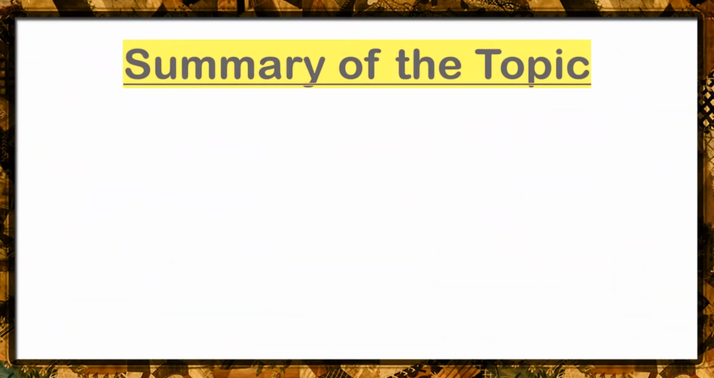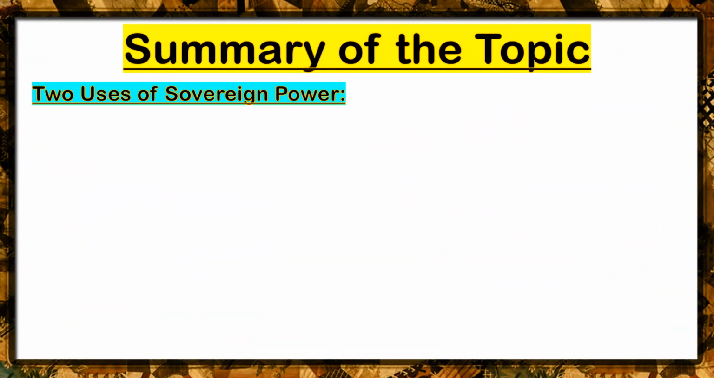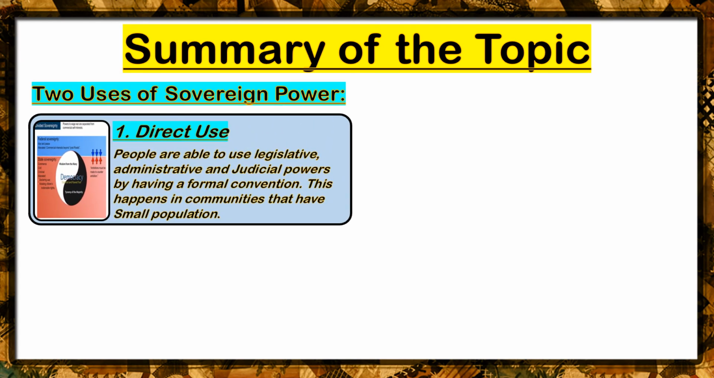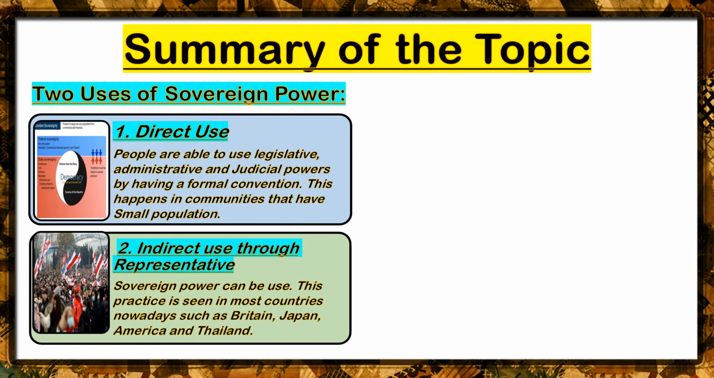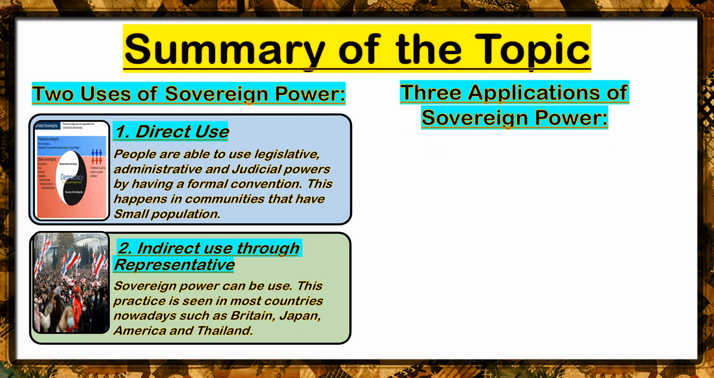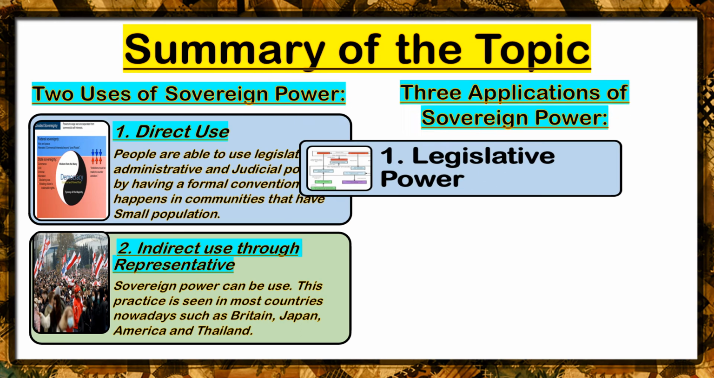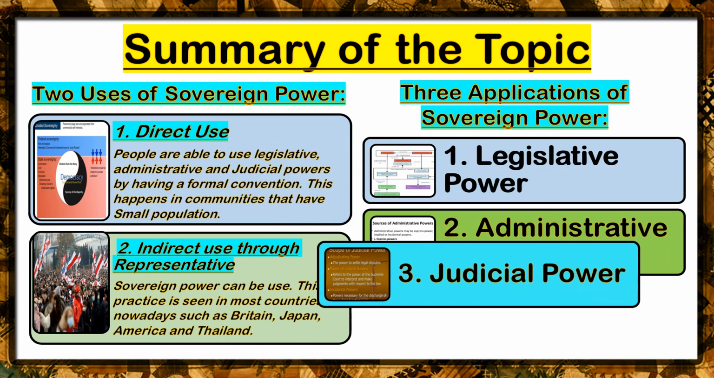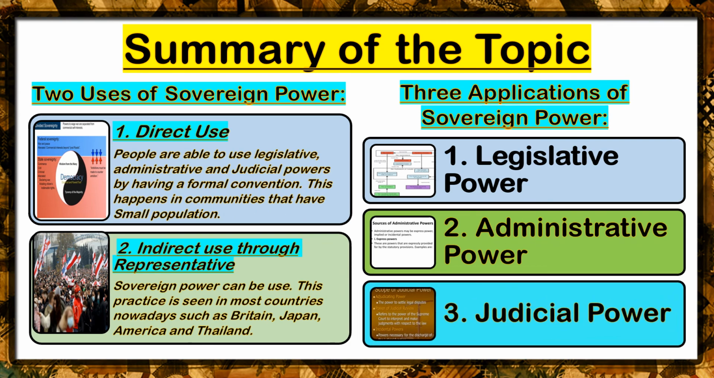Let us summarize the topic that we have discussed. So the first one, two uses of sovereign power. The first one is direct use, which we can use if the community is small. And the second one is indirect use through representatives if the community is big. And countries that use indirect use through representatives are Britain, Japan, America, and Thailand. We also discussed the three applications of sovereign power, which are number one, legislative power, number two, administrative power, and number three, judicial power.